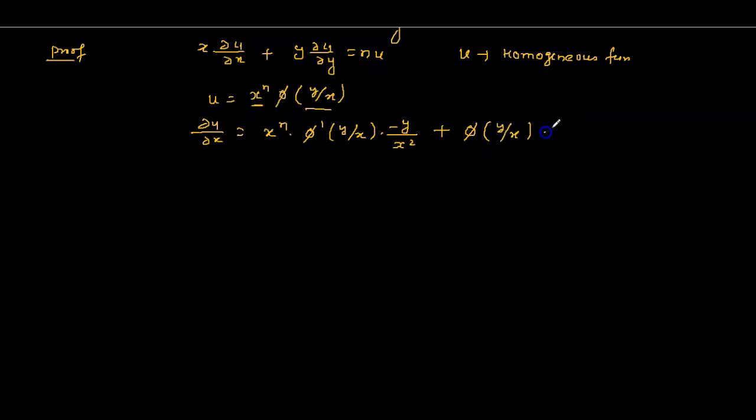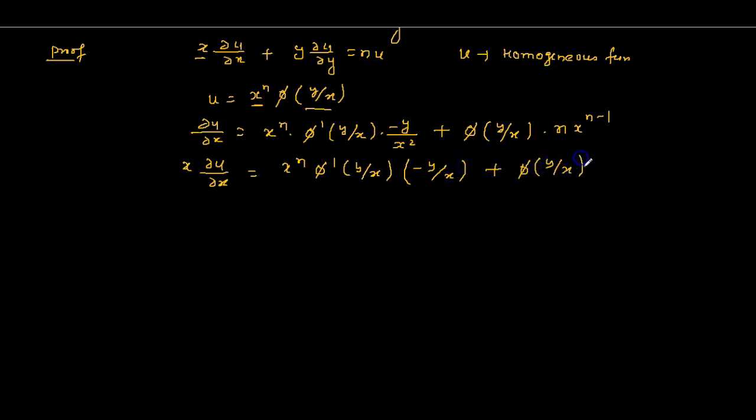plus phi of y by x as it is, times the differentiation of x power n, which is n into x to the power of n minus 1. Now we have to multiply by the coefficient x. So x into del u by del x gives x power n phi dash of y by x, and here one x gets cancelled, so we get minus y by x, plus phi of y by x into n, and dividing by x, this becomes x to the power of n minus 2. Let's consider this equation A.